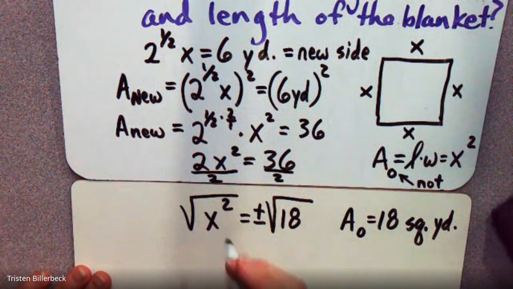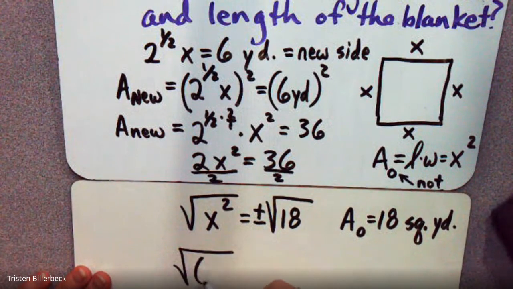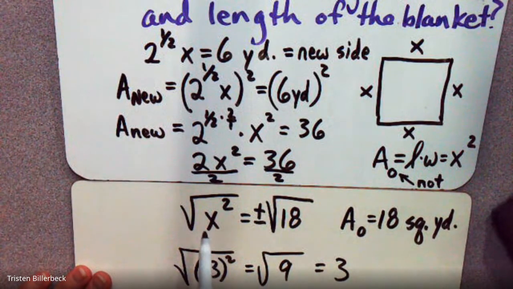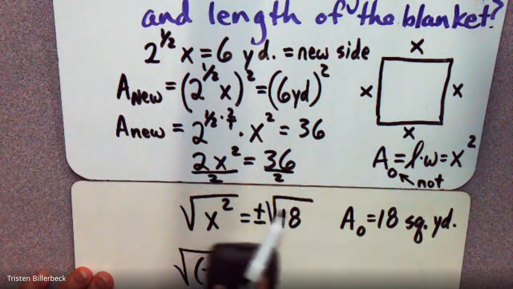The reason being, well, what if this was the square root of -3 squared? That just equals the square root of 9, which is 3. Or I could have the square root of +3 squared, which equals the square root of 9, which is 3. So there's nothing to rule out that I don't have two negatives being squared here. So when I find the length of that number, I have to put a plus or minus.